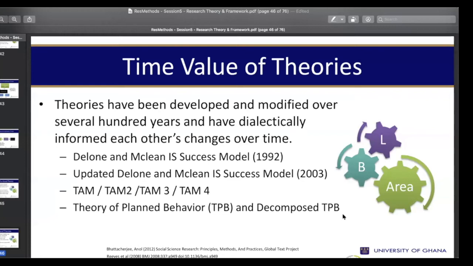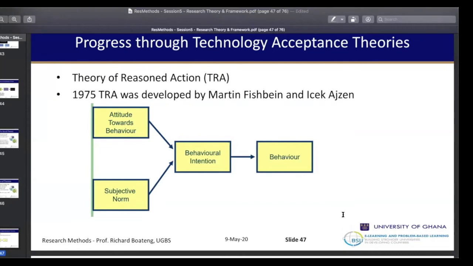So somebody came up again with a new theory called Taylor and Todd. They came up with a new theory called the decomposed theory of planned behavior, breaking down the theory of planned behavior concepts. Okay. So let's look at these examples. And time is what differentiates how these things work.